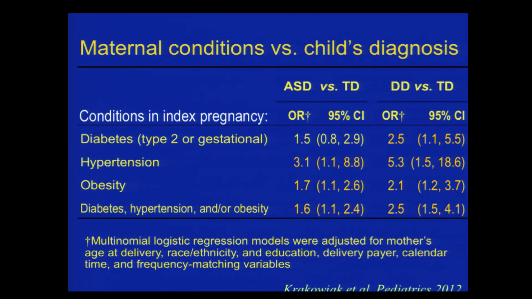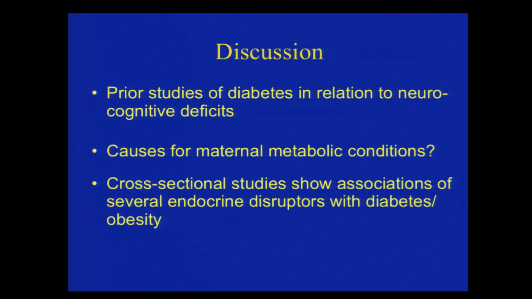And this is a slide showing some of the results looking at diabetes, hypertension, and obesity, 3 conditions that are considered part of the metabolic syndrome. You can see that the odds ratios are elevated. The bottom line is having any one of these increased the risk by about 60%, but it also increased the risk for developmental delay. You can see that the odds ratio is 2.5 for having any one of these conditions for developmental delay. So it's not specific to autism what we're seeing. In fact, there have been prior studies suggesting that children of, for example, diabetic mothers often have some cognitive deficits. Now, I think this goes back to this little thought experiment I brought up in the beginning, which is what are the causes for the maternal metabolic conditions?